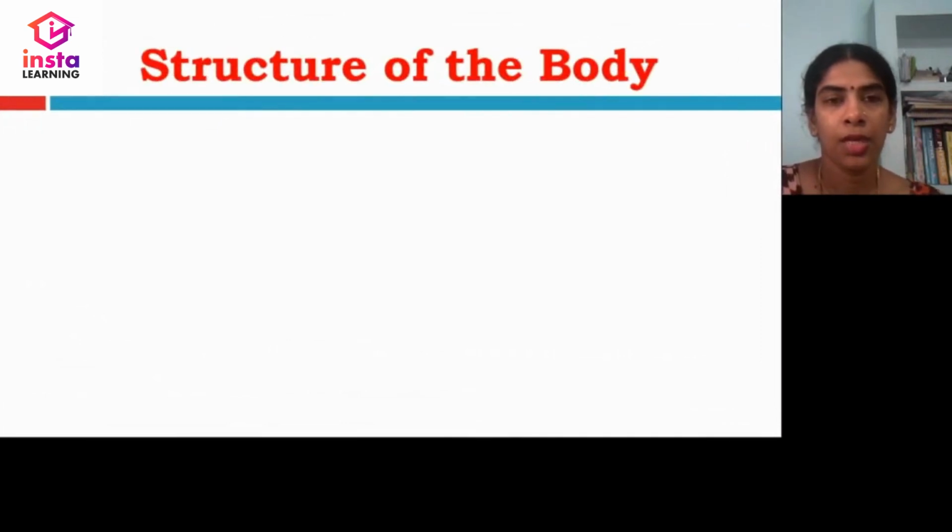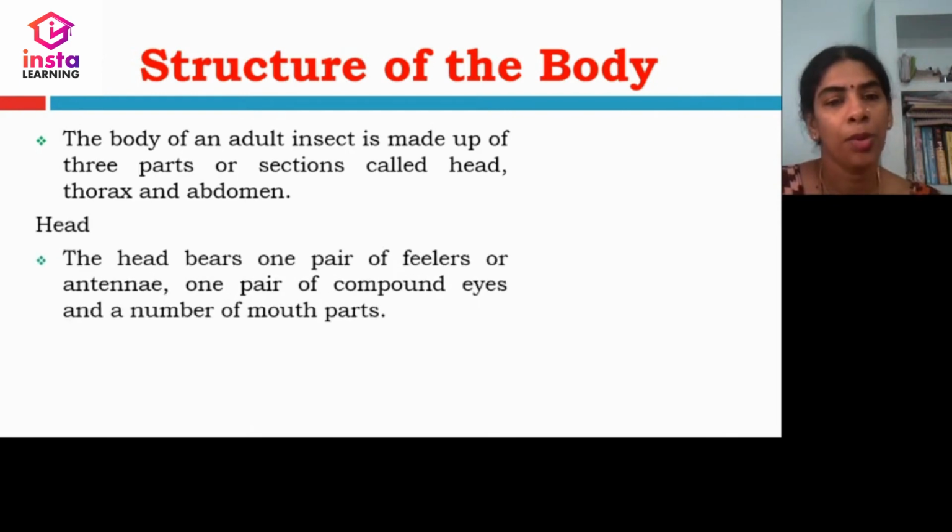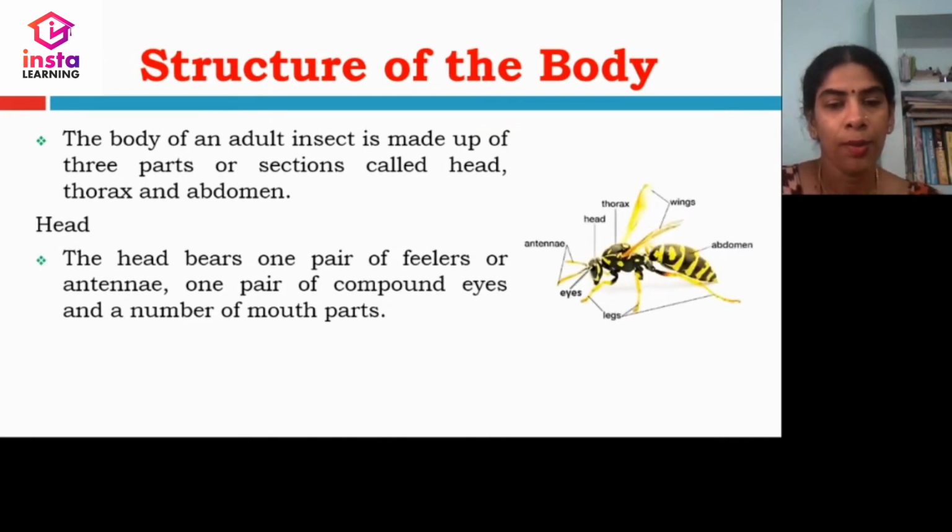Let us learn about the structure of the body. The body of an adult insect is made up of three sections: head, thorax, and abdomen. The head bears one pair of feelers or antennae, one pair of compound eyes, and a number of mouth parts.